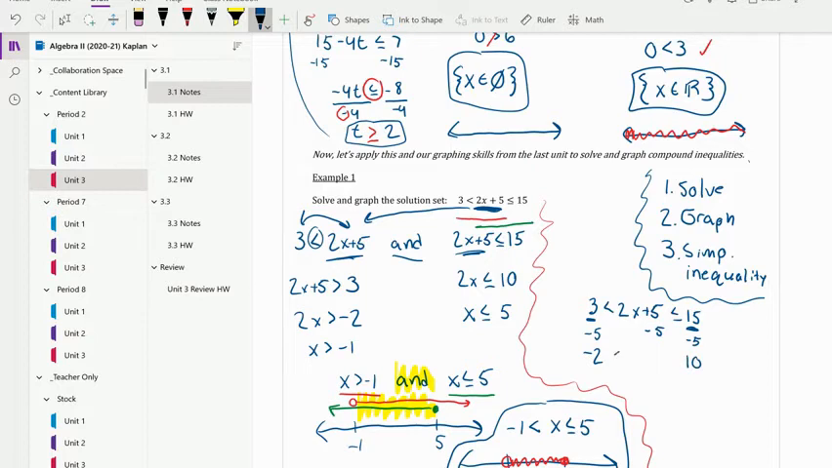Okay, and so now what we have left in the middle is 2x. Okay, so I subtracted 5 from both sides. I did 3 minus 5 to get negative 2, 15 minus 5 to get 10, and now I've got just my 2x left in the middle.